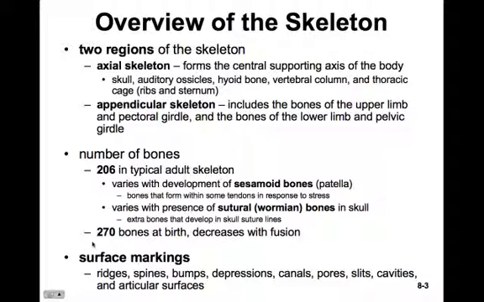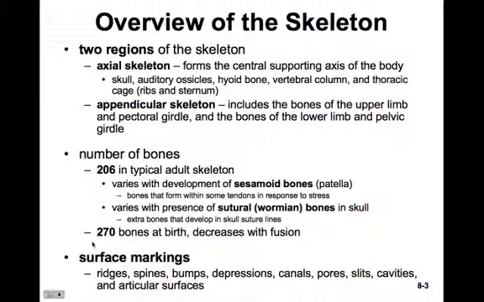The appendicular skeleton is just like it sounds too. It's the appendages. It includes the bones of the upper limb and the pectoral girdle, which is the girdle that suspends the upper limb, and the bones of the lower limb and the pelvic girdle around the pelvis.